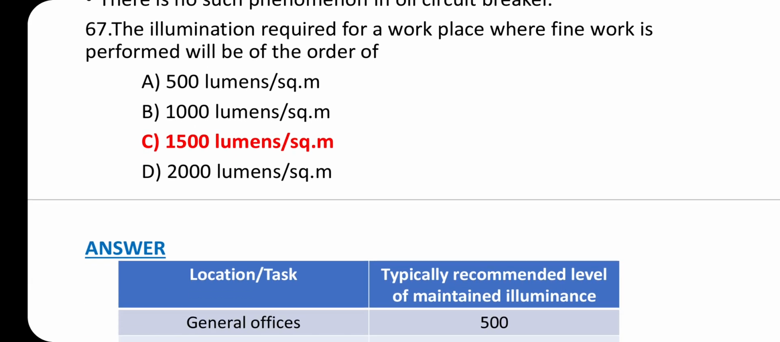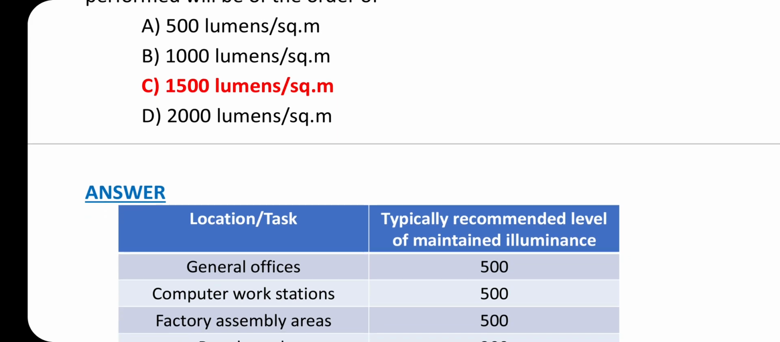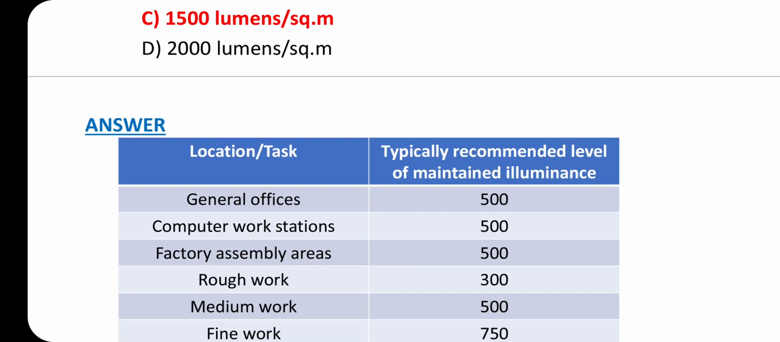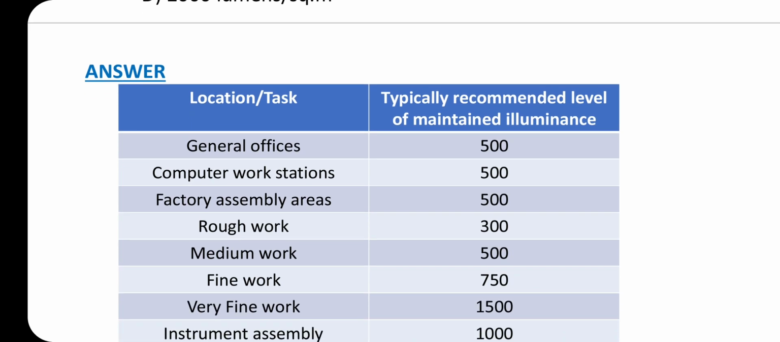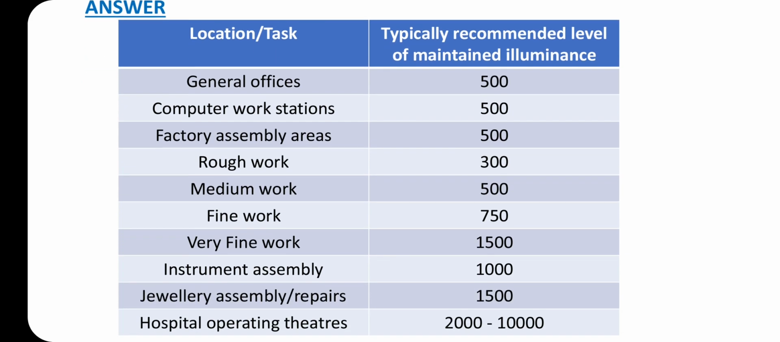Question number 67. The illumination required for a workplace where fine work is performed will be of the order of: answer is option C, 1500 lumens per square meter. The other cases: for general offices, illuminance is 500. For computer workstations and factory assembly areas, the illuminance is 500. For rough work, the illuminance is 300.